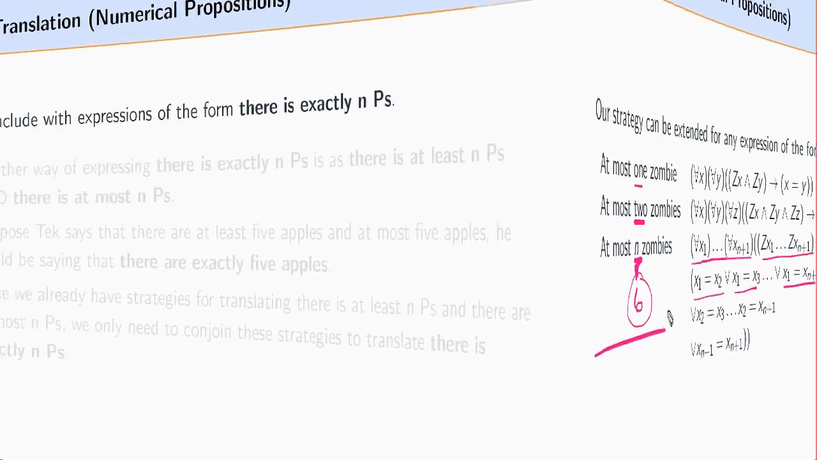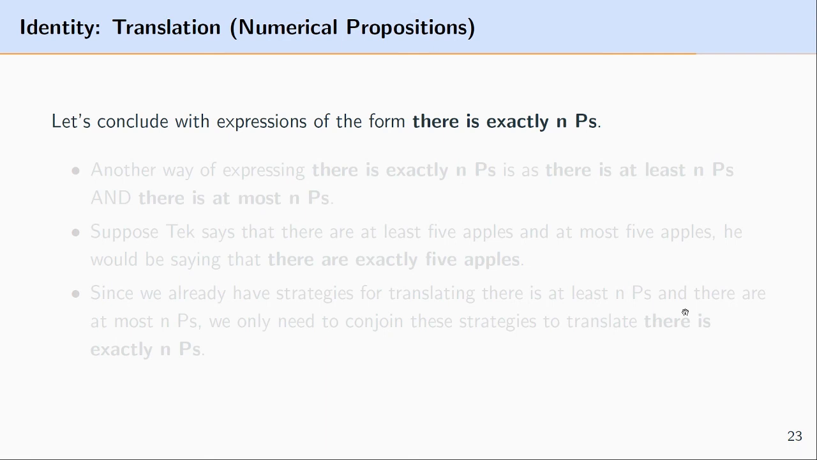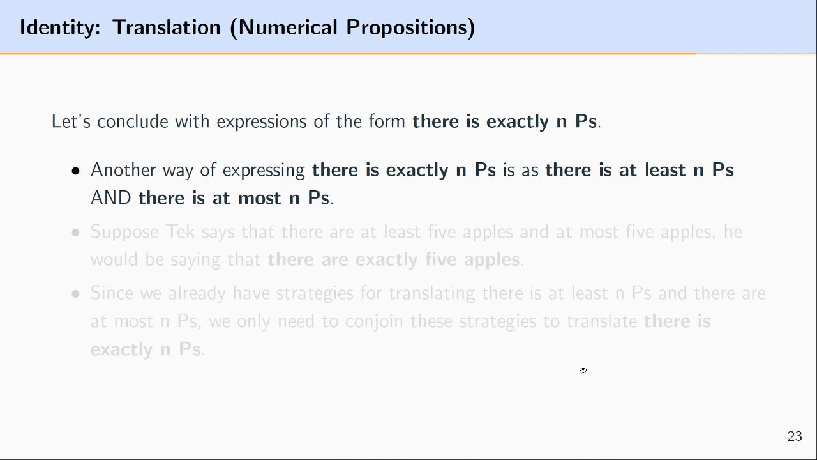The last formula I want to look at is sentences where we want to say a certain exact number of things have a particular property. One way of expressing that there is exactly n number of things or items from the domain that have a particular property P is to say that there is at least a certain number of things that have that property, and there's at most the same number of things that have that property.